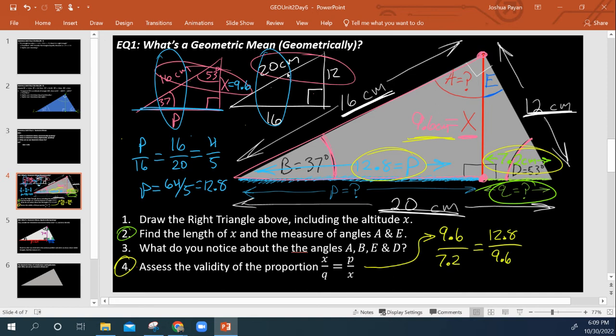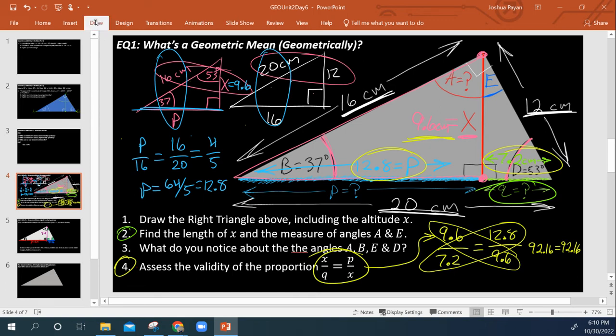We're looking for that algebraic identity that's supposed to happen. That means 9.6 times itself, so 9.6 squared, basically. We end up with 92.16. Is that in fact equal to 7.2 times 12.8? 7.2 times 12.8. And we get the exact same number again, 92.16. So this is valid. This is a true statement. And I'm getting ahead of myself.